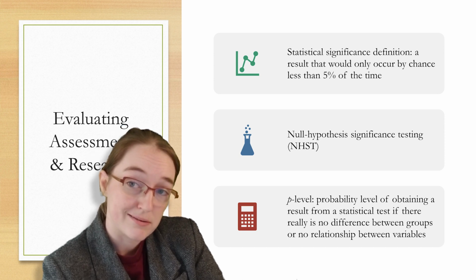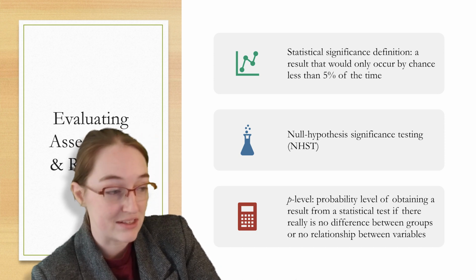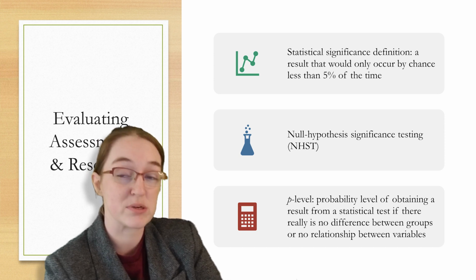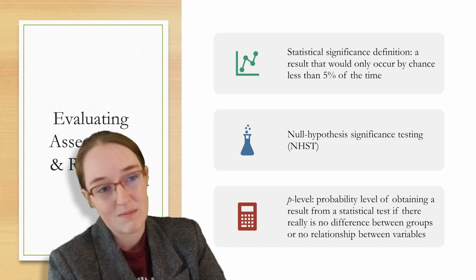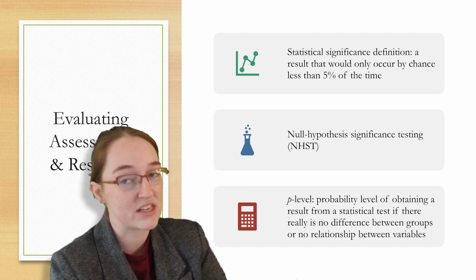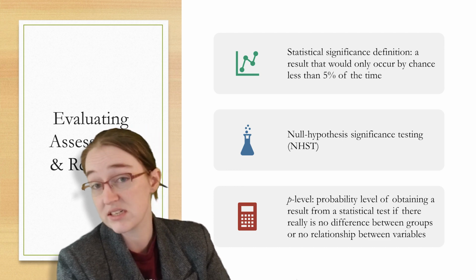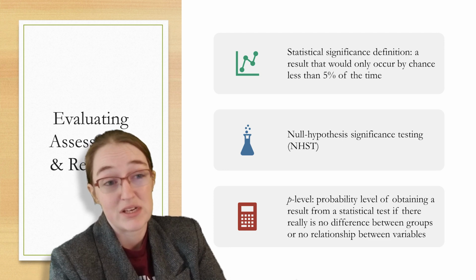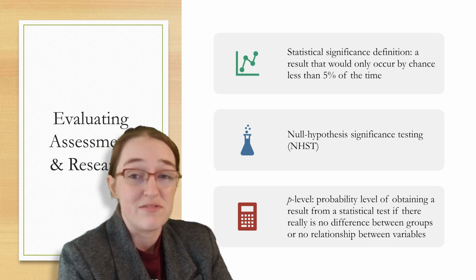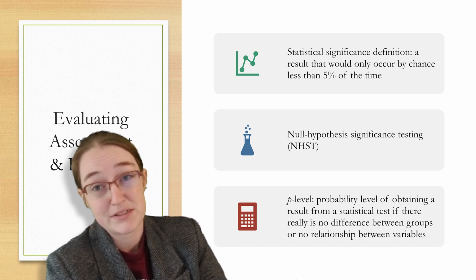Unusual things happen. So as a field, personality psychology and most of psychology has decided that 5% is the number we're comfortable with. So we're okay with 5% of the time we expect the result to be because of chance. So if you do 100 studies, 5 of them are probably false positives.